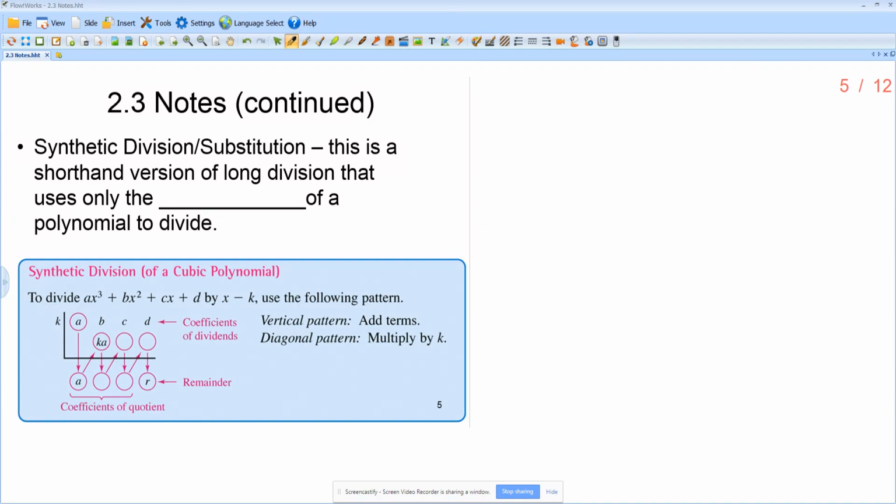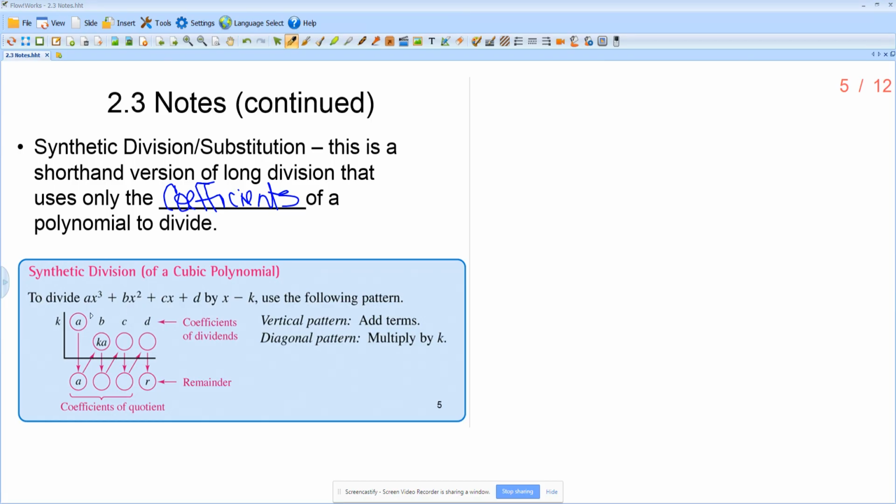You've got all those x's, they can sometimes be confusing. So instead, we also have synthetic division and synthetic substitution, which is the same idea but with a different purpose. This is a shorthand version of long division that uses only the coefficients of a polynomial to divide. So if you're a junior or a senior watching this video, synthetic division is something you've done. If you're a sophomore, you may not remember synthetic division. You may not have done synthetic division. So you've got to look through this process.